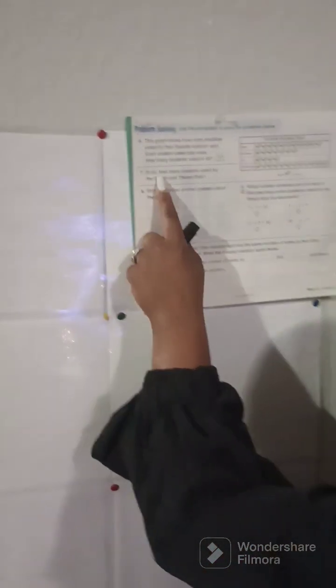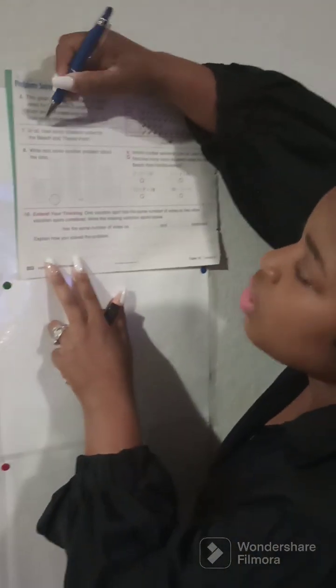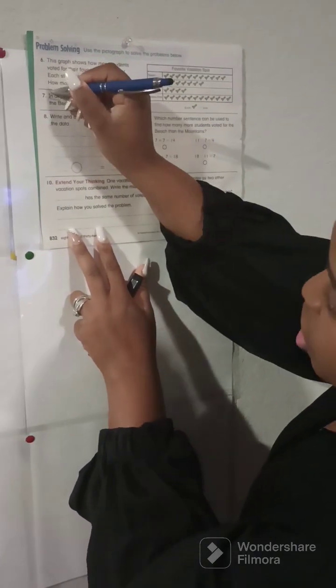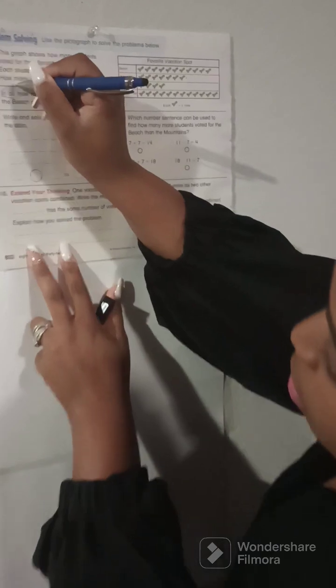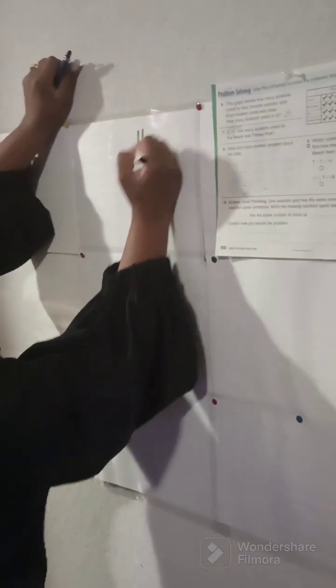Number 7 says, in all, how many students voted for the beach and theme park? We're going to go to the beach and the theme park and look at the keywords they have here, in all. That means we're going to do some addition there. So I will simply go to the beach. I know that that's 11 because I counted that one first. 11 for beach.